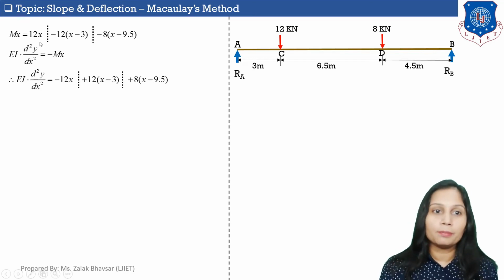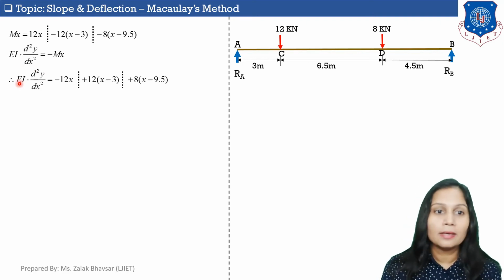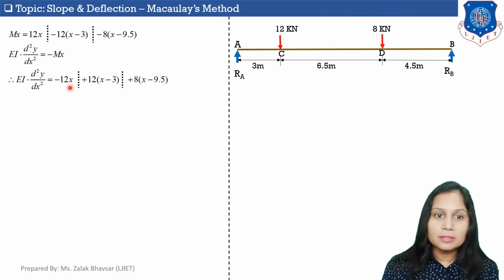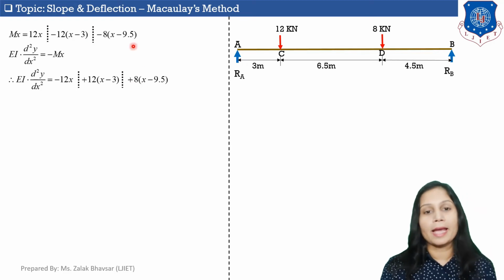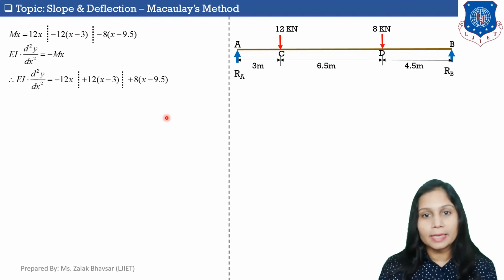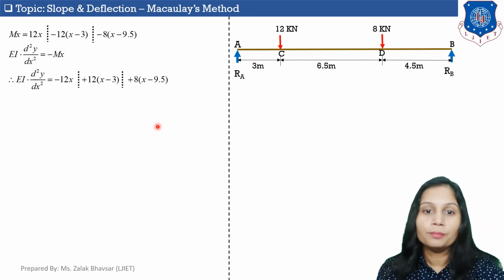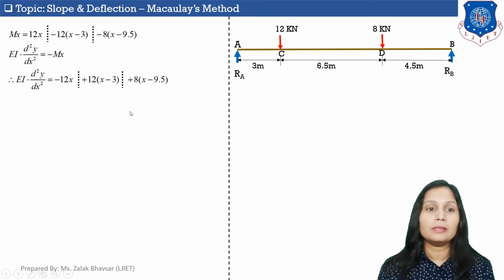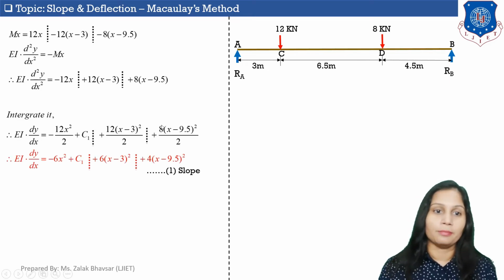Okay, and if I put the value of Mx in this equation, then I will get the final differential equation as EI d²y/dx² = -12x + 12(x - 3) + 8(x - 9.5). So we are completing the second step for the numerical. Now let's move to the third step, which is double integration of the differential equation. First of all, we will integrate the differential equation.